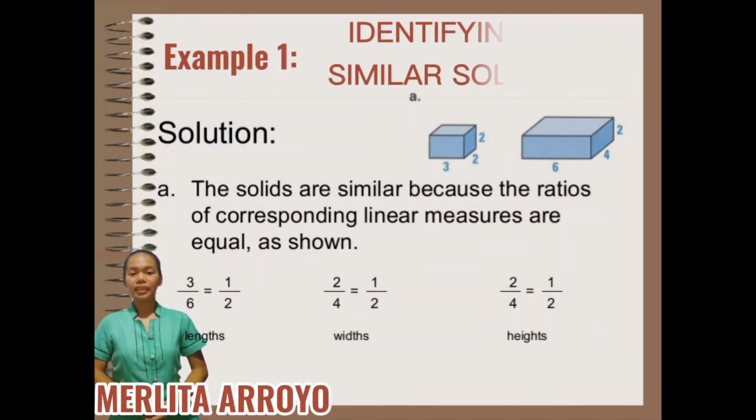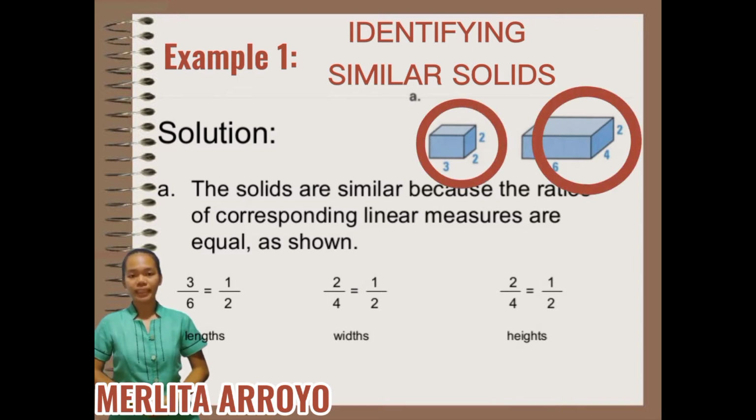Solution. The solids are similar because the ratios of corresponding linear measures are equal. As shown, 3/6 is equal to 1/2, which is the length, 2/4 is equal to 1/2, which is the width, and 2/4 is equal to 1/2, which is the height.